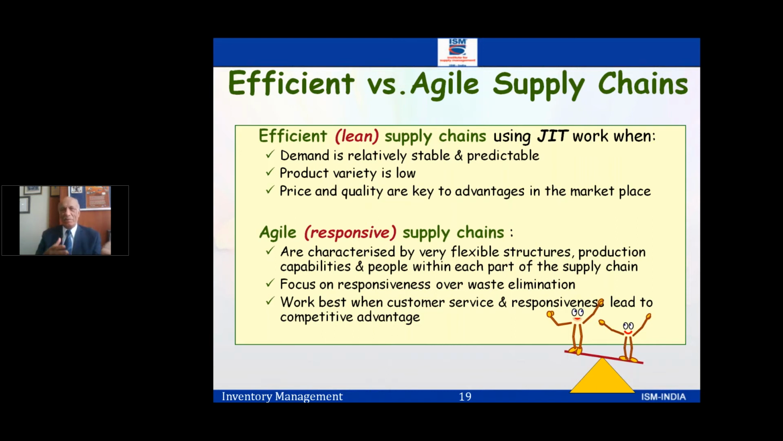So one is very lean and efficient, obviously, but that works very well if your demand is relatively stable and predictable. Varieties are low. But in the case of the responsive one, your focus is on responsiveness over waste elimination. While in the case of lean, the focus was on waste elimination. Here the focus is also on waste, but not the major one. The major one is, can it deliver the goods? That's the issue.